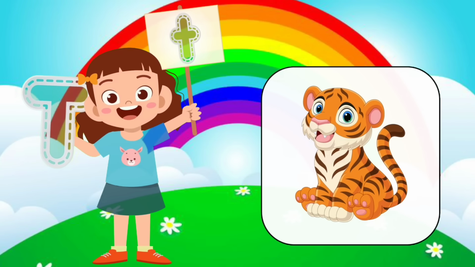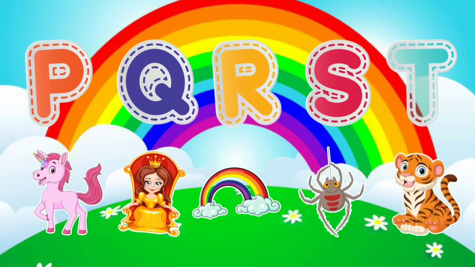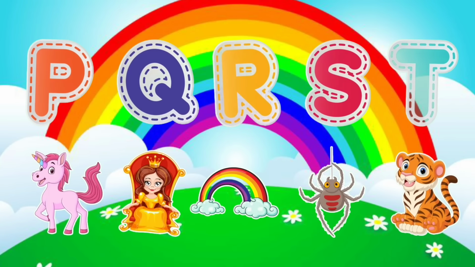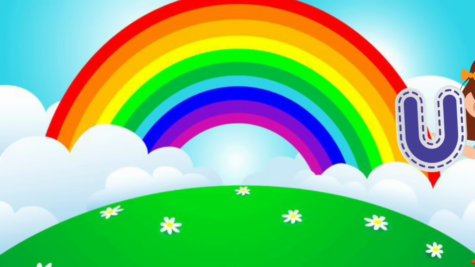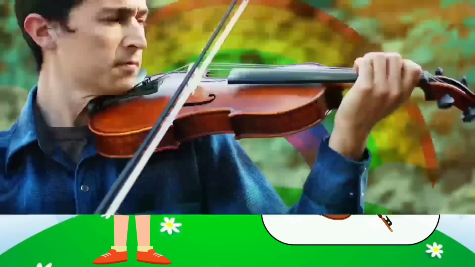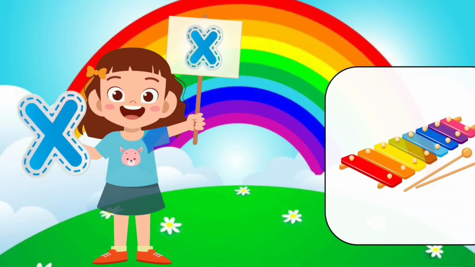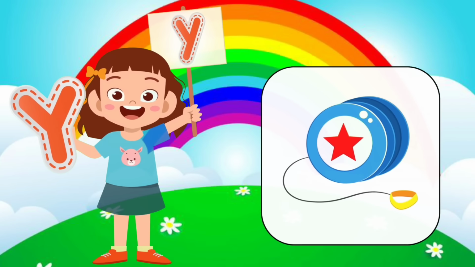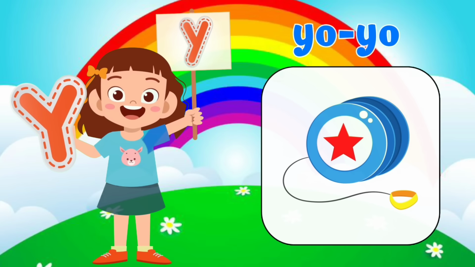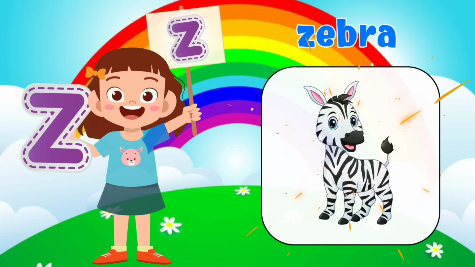Tiger, tiger, tiger. U is for umbrella. V is for violin. W is for whale. Z is for zebra, z, z, zebra.